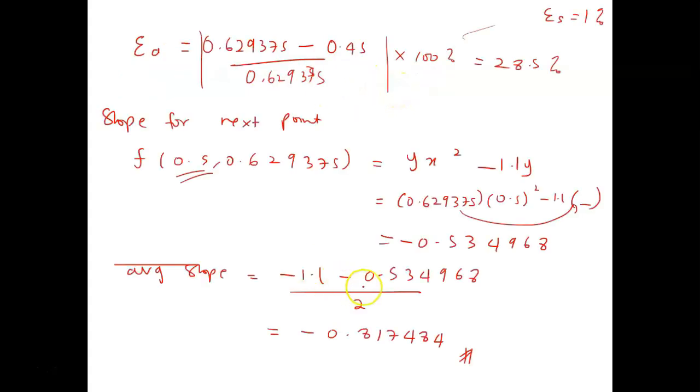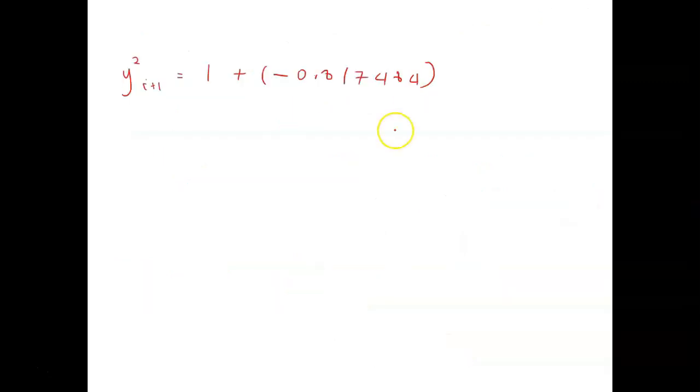When we got the average slope, I would call this the second iteration, which is 1 plus negative 0.817484 times the step size 0.5. This slope is the average from just now. So this is 0.591258. The 1 is the initial condition, when the first data is x equals 0 and y equals 1.